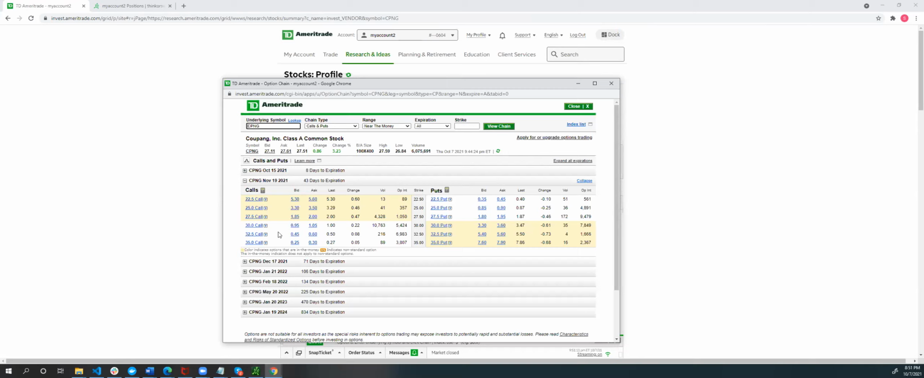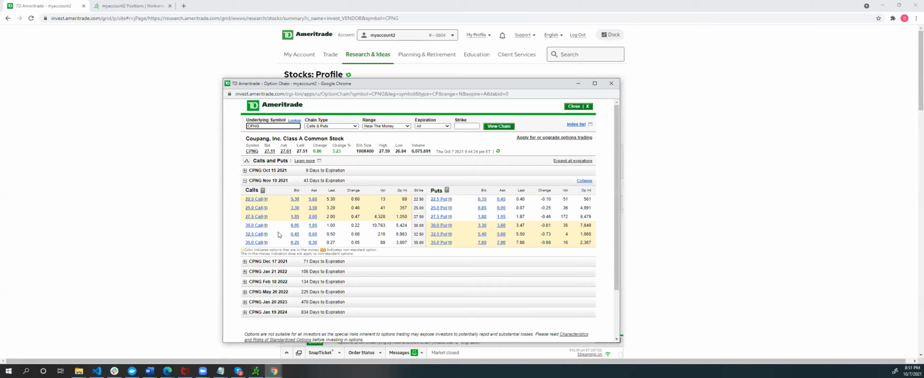Hey, I had one question. If I don't want to wait till the date of expiry, how can I make profits out of this? Okay. If you don't want to wait till the expiry, and so this is a covered call.